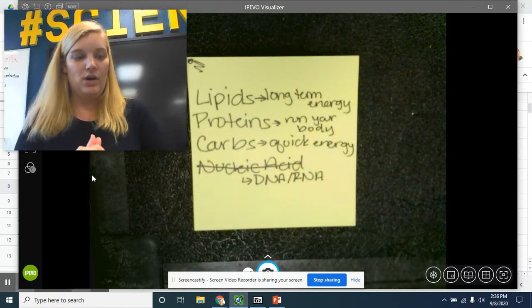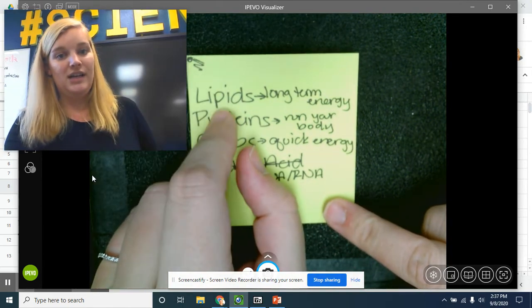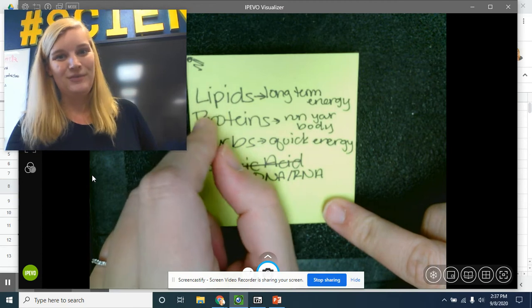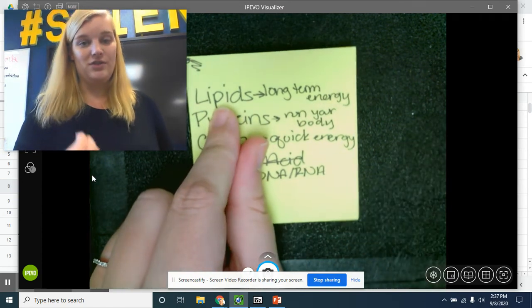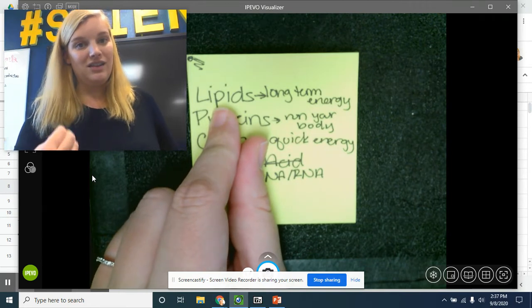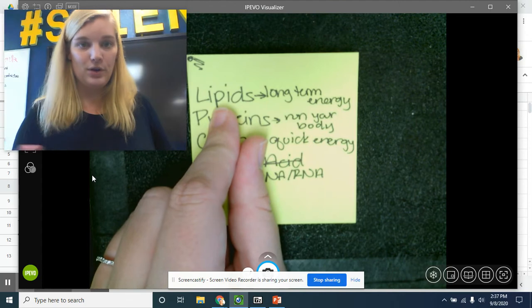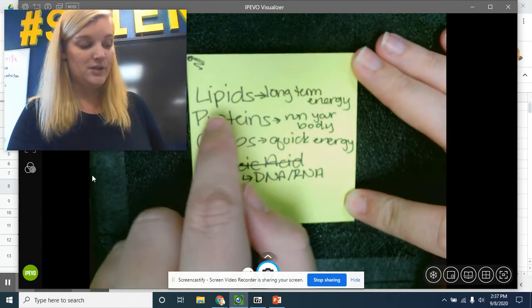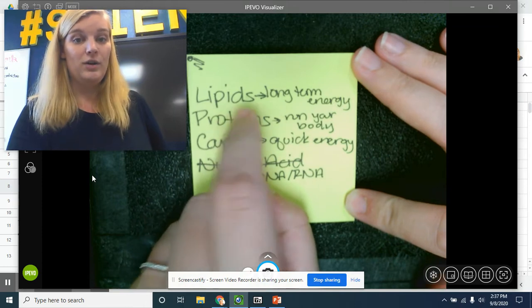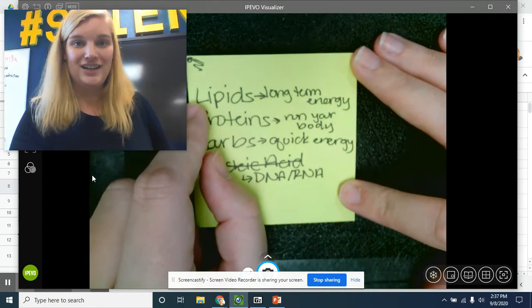So when are you going to want to use these sorts of things? Lipids you need in your body all the time. Lipids are kind of that energy reserve. You need a little bit of fat in your body. And I'm not saying that you need to go put on weight or anything. I'm just saying that your body feels more comfortable when it knows that there is long-term energy available to it. So please do not try to cut out all lipids.